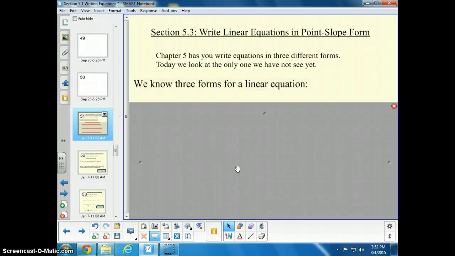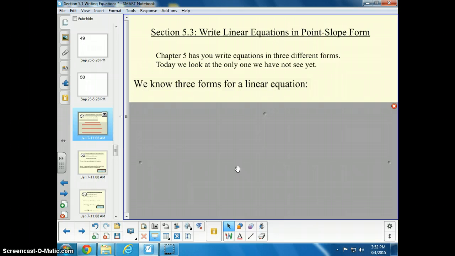Today's lesson is on section 5.3, write linear equations in point-slope form. In this chapter, there's going to be three different forms that we're going to use to write different linear equations. And again, as I've said in the past, no equation is necessarily better than another one. They all will be linear equations.